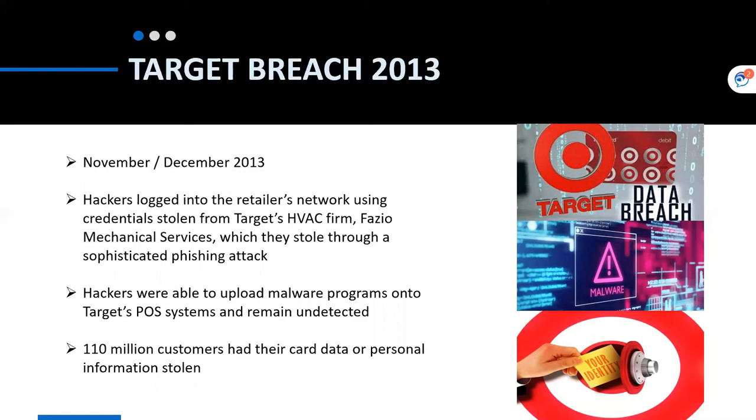Because the HVAC firm is able to log into their complex heating and cooling systems that are also intelligent and part of the Target network, the hackers were able to get into the HVAC company's network and then use that to bridge into the Target network and get onto their point of sale system and remain undetected. This is one of the largest breaches, with over 110 million customers having credit card data and personal information stolen. If you're able to monitor third parties for compromises and vulnerabilities, that would help significantly prevent a breach on your network.